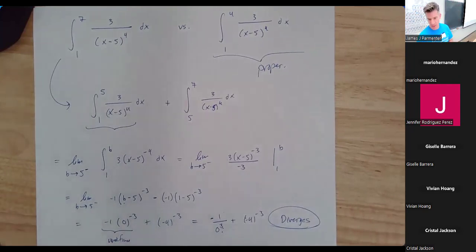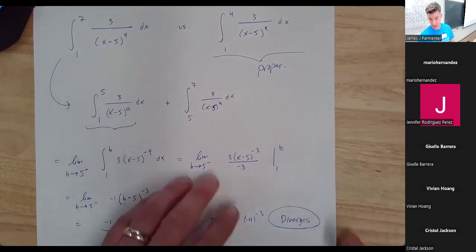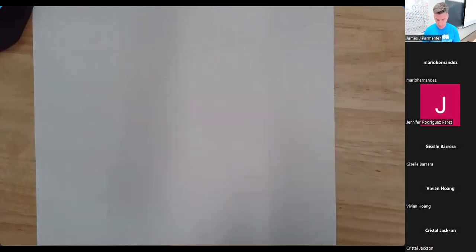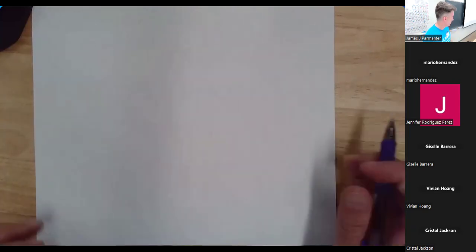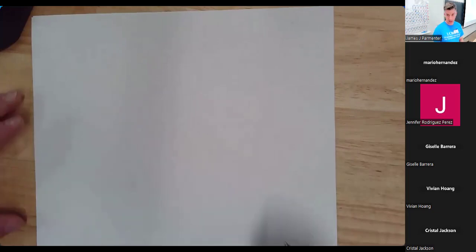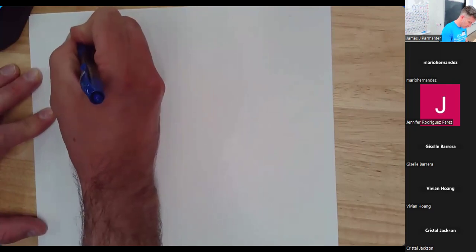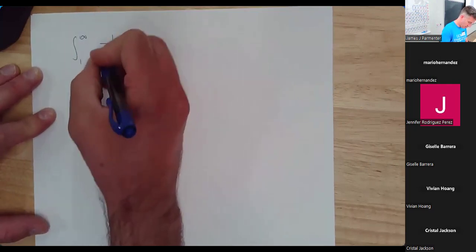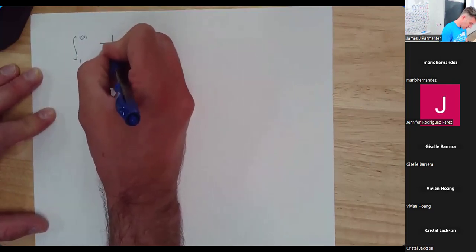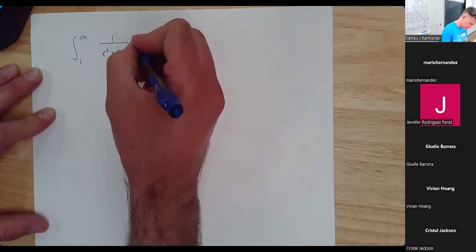If we had an improper integral where the interval was some number to infinity, would we have to write three integrals? Well, it depends. If your integral is something like the integral from 1 to infinity of 1 over, I don't know, x squared plus 5x, that's a fine example.